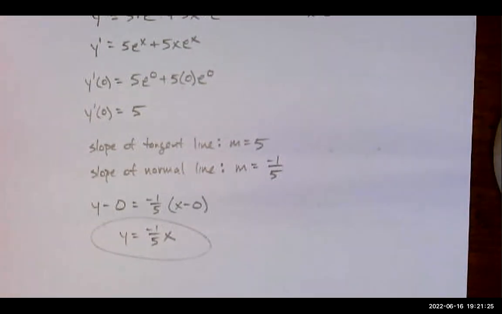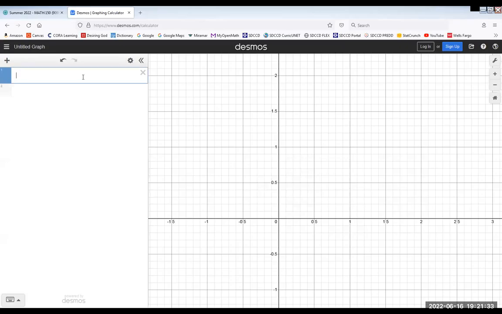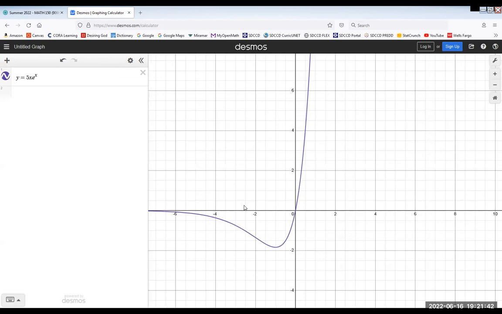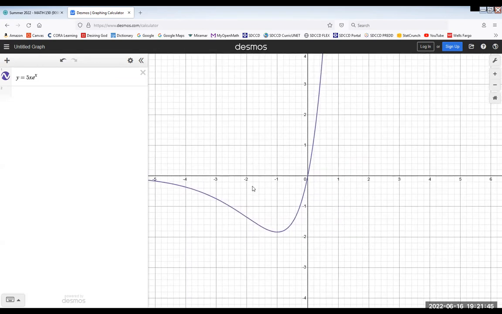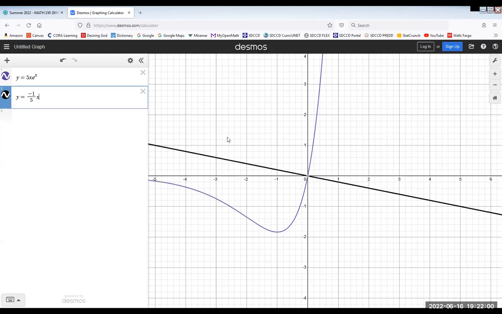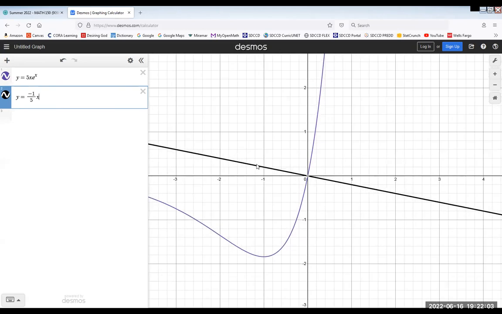I know we have a part B to this question, but let's just take a moment and graph y equals 5x e to the x. See, okay, that's kind of cool. So we're looking for the normal line at the origin. We found it to be y equals -1/5 x right there. Interesting. Okay, so that's coming through and it's actually perpendicular to the function right there.